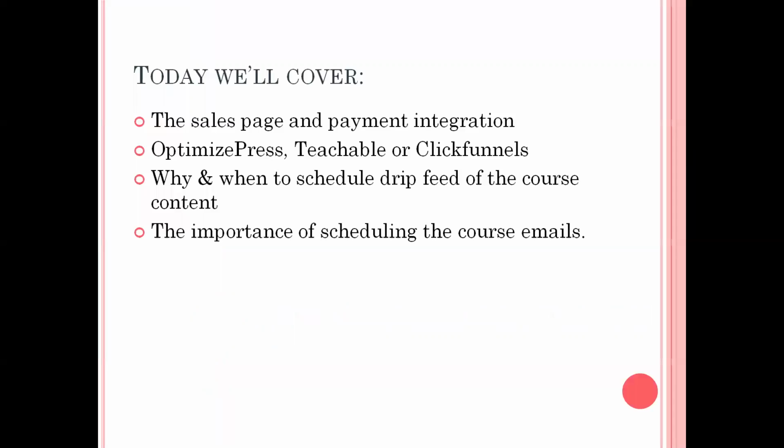So let's dive in. Today we're going to cover the sales page and payment integration, since that's the first piece in people buying your program. That's the first thing we're going to talk about in terms of automation. And then we're going to talk about building the membership site. Should we use OptimizePress, Teachable, or Clickfunnels? I've seen a lot of debates over which one is best, but it actually depends on what you can do and what you want to.